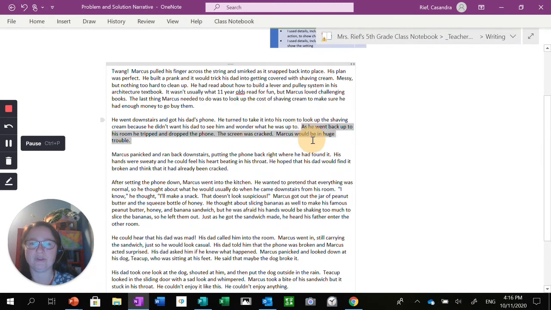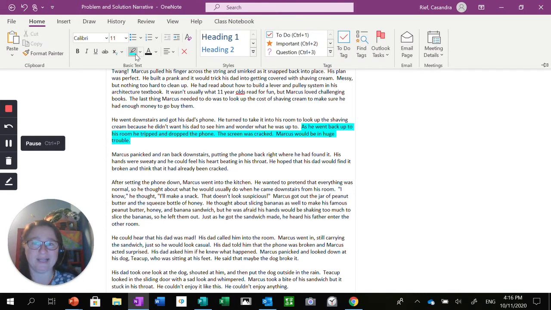So here's where the problem happens. As he went back up to his room, he tripped and dropped the phone. The screen was cracked. Marcus would be in huge trouble. That's the problem, and it's only 3 sentences, and they're not even 3 exciting sentences. So I'm going to highlight that. I did the first step. I found the thing I wanted to fix.